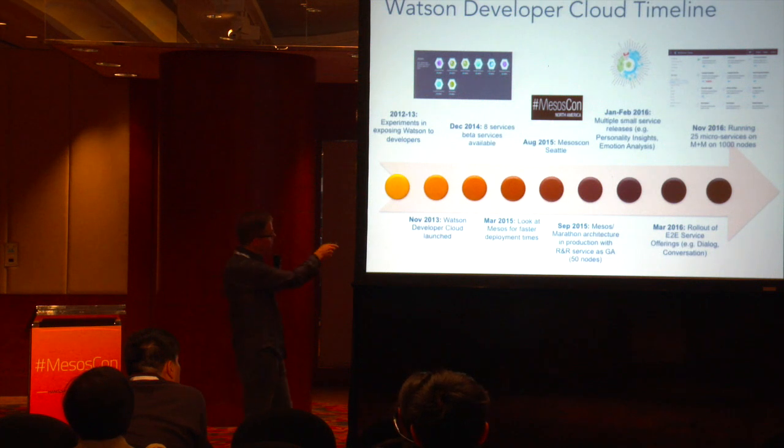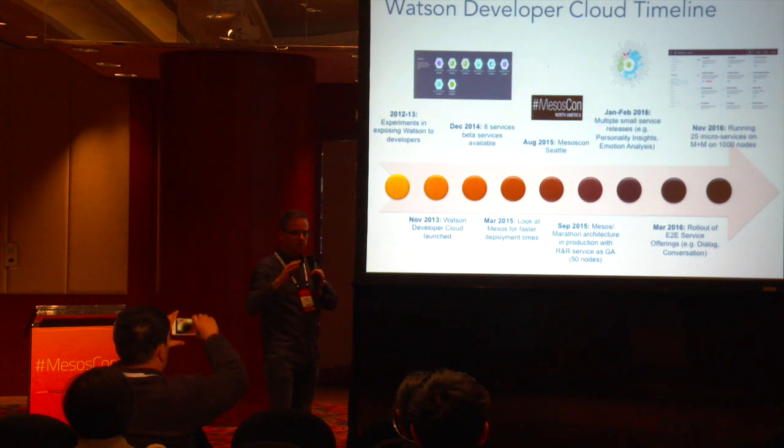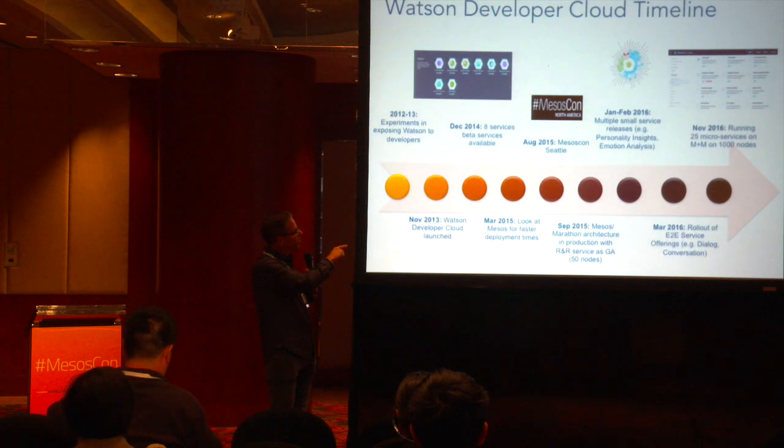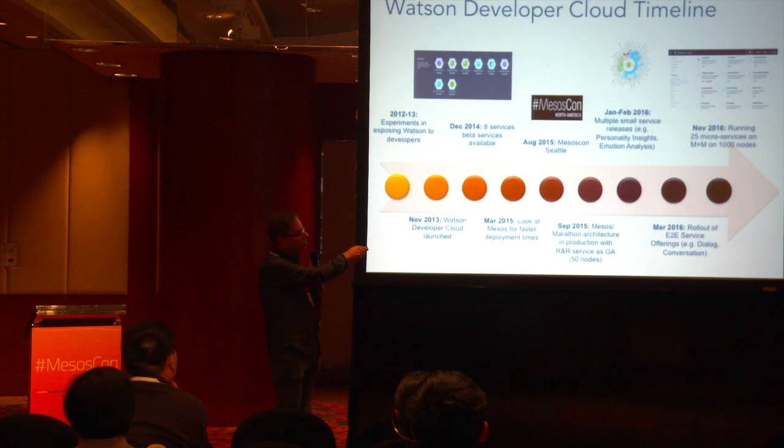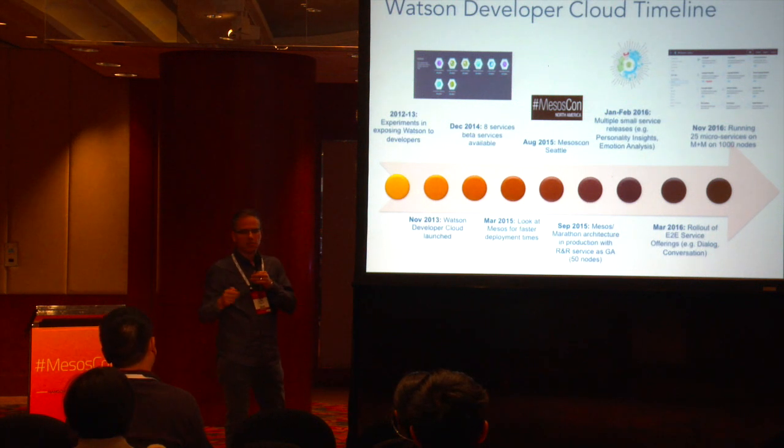Today, we've rolled out a bunch of things since then. Today, we have 25 of the 40 services running on Mesos and Marathon, and they're on 1,000 nodes. So we went from 50 to 1,000 nodes in the course of a year.